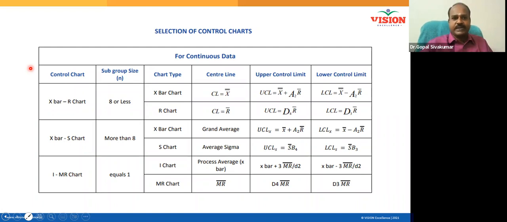When the subgroup size is 8 or less, you are suggested to go for the X bar R chart. When the subgroup size is more than 8, go for the X bar S chart.